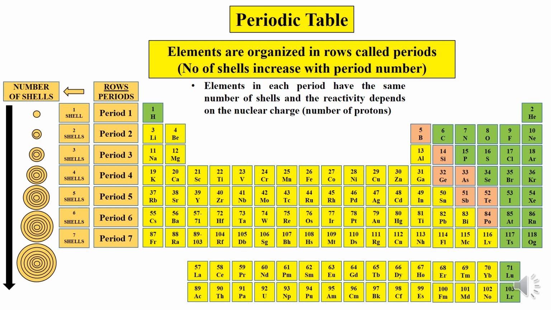Elements in each period have the same number of shells. For example, in period 1, you find the elements hydrogen and helium, and these two elements have only 1 electron shell because they belong to period 1. And period 2 elements like lithium, beryllium, boron, carbon, nitrogen, oxygen, fluorine and neon have 2 electron shells. And reactivity of elements in each period depends on the nuclear charge. That is, reactivity of elements in each period depends on the number of protons they have.